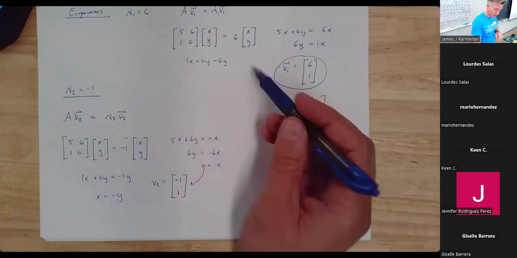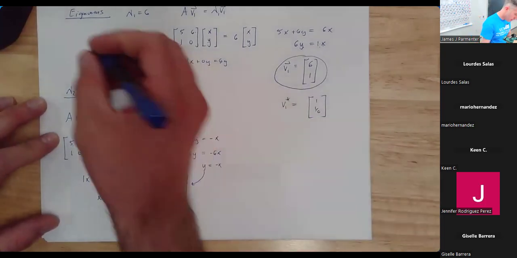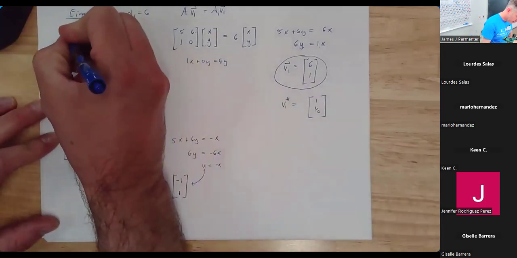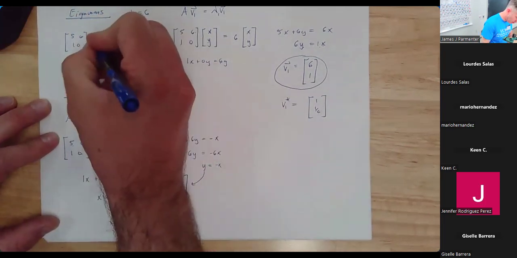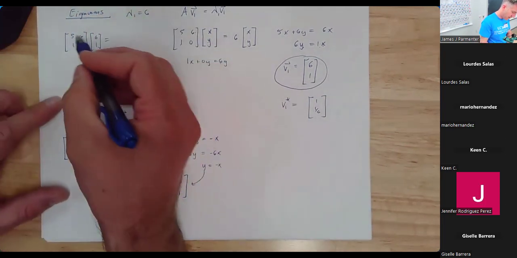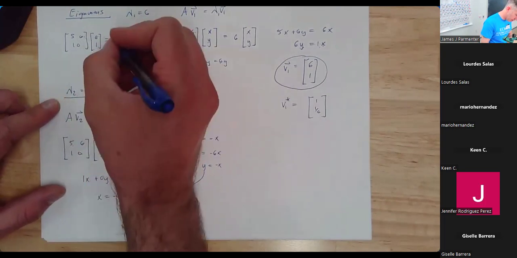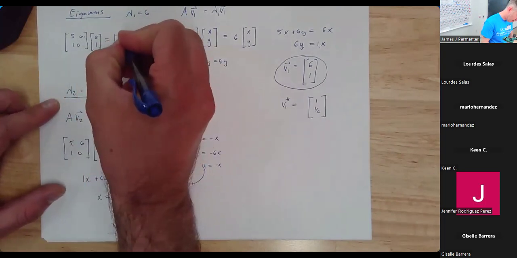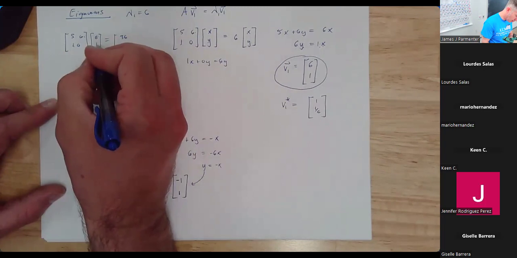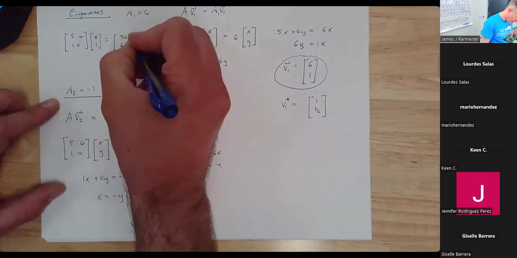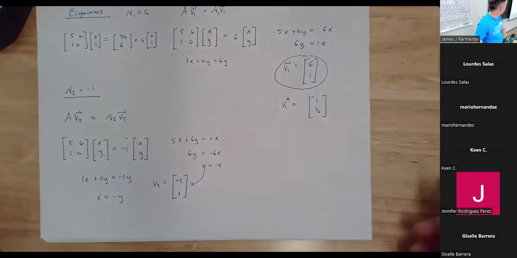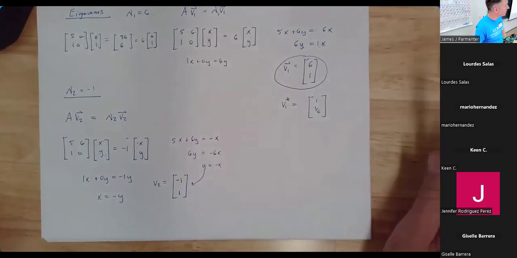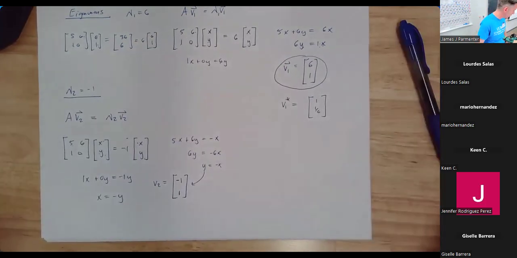So let me point out up here, this vector 6, 1. If I multiply the matrix 5, 6, 1, 0 times the vector that I found, it's going to equal 5 times 6 plus 6 times 1, which is 30 plus 6, and 1 times 6 plus 0 times 1, which is 6. That's exactly 6 times the eigenvector. But I could have made any other choice and it still would have worked. Let me show you what I mean.